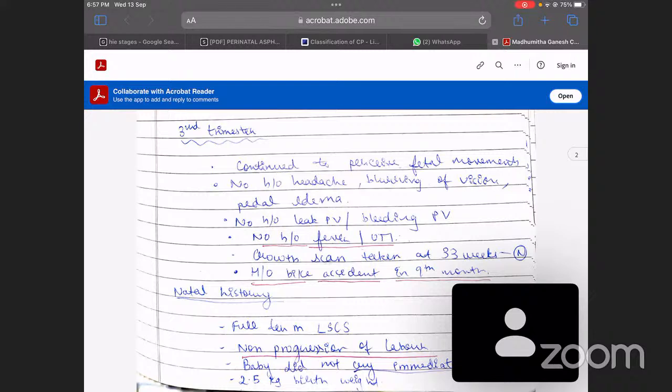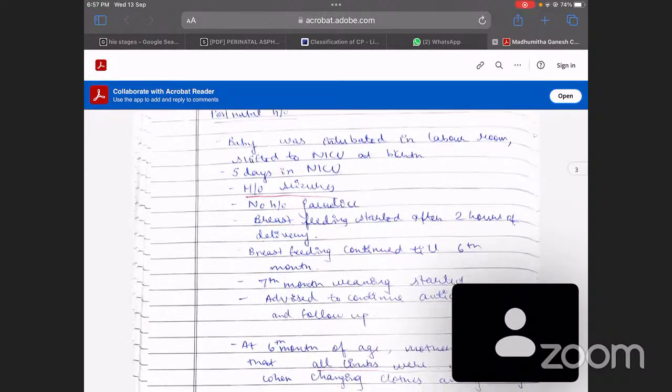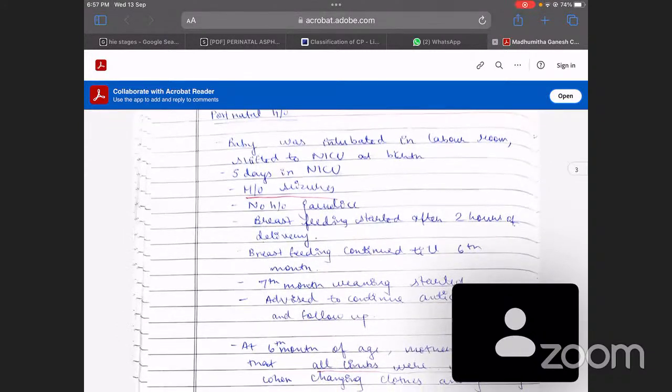So the child has undergone birth asphyxia, the child had hypoxic ischemic encephalopathy and it was graded as 2 because the child had a seizure episode, multiple episodes of seizure. Now, the point which is opposing your fact is the postnatal history. You say the child was intubated, right? Yes. Intubated in labor room and shifted to NICU at birth.